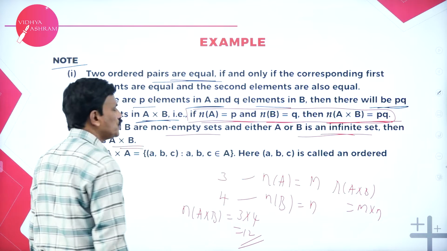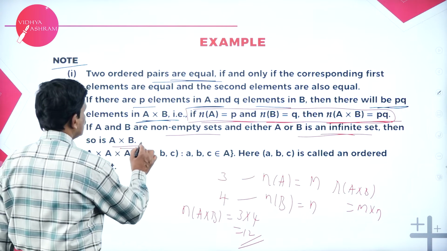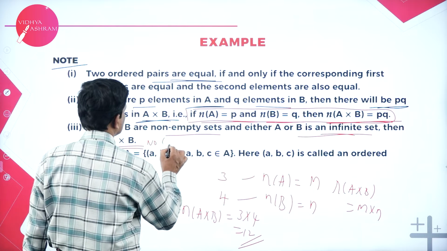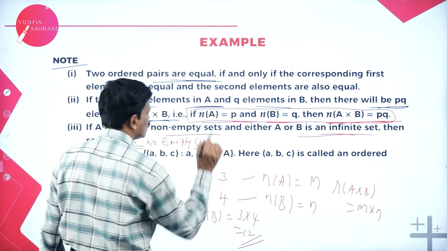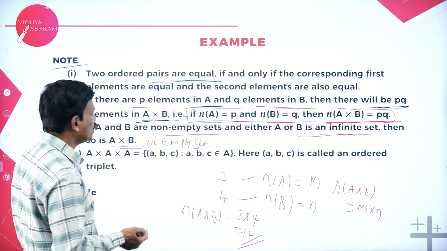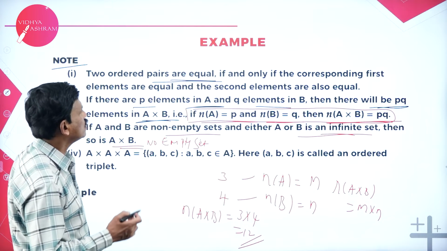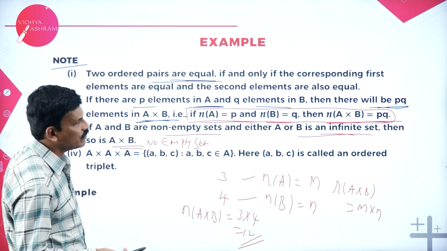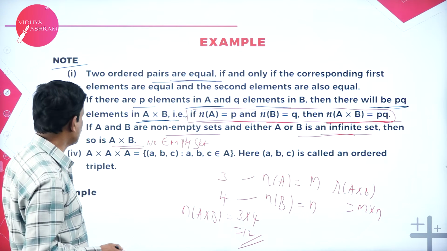If A and B are any two non-empty sets, then A cross B is also a non-empty set. For any two non-empty sets A and B, the Cartesian product A cross B is also a non-empty set. And if it is a finite set, then n of A cross B is also a finite number.